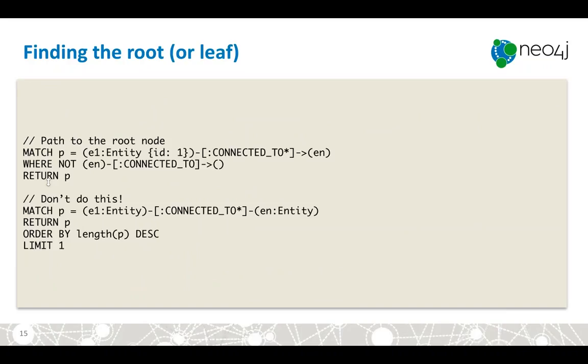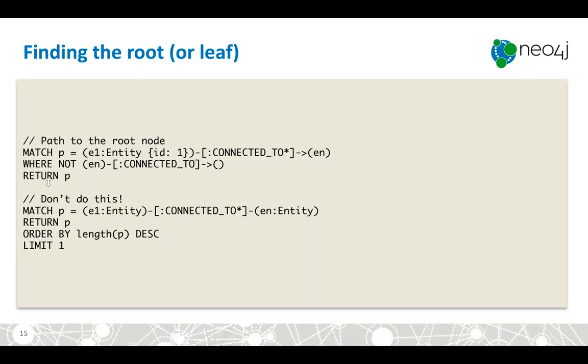So finding the root or leaf node is also a common use case where you're trying to follow a long pattern and just see how far it goes. And this is just a pointer that you want to simply, in the where predicate, say that the end node doesn't have a subsequent connection to another node.